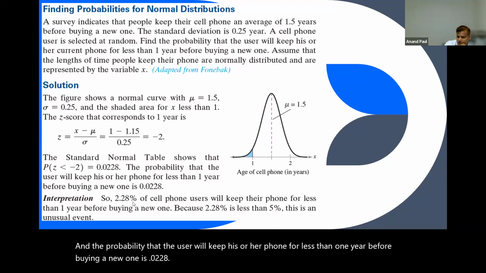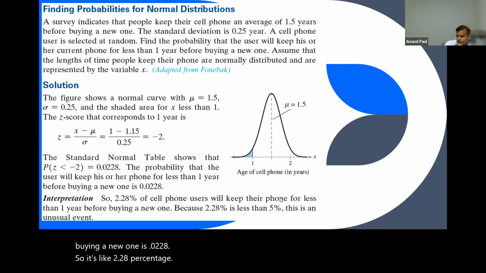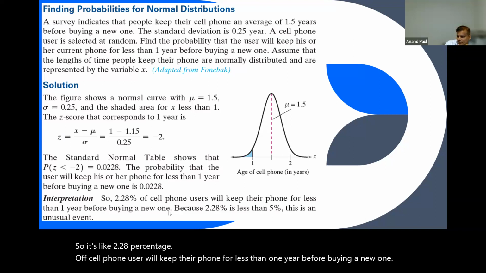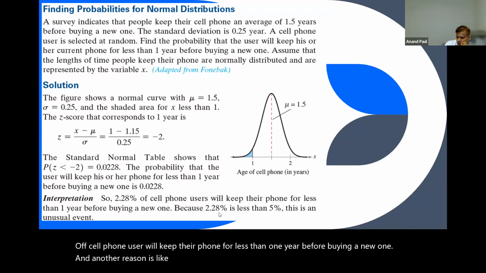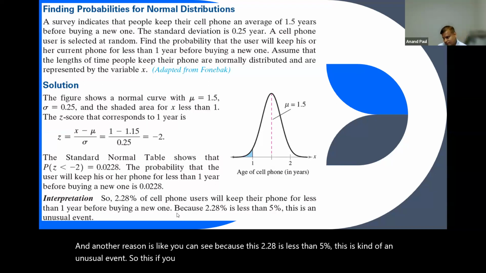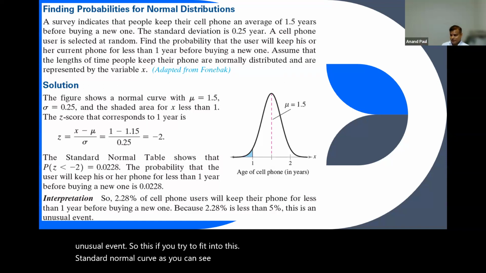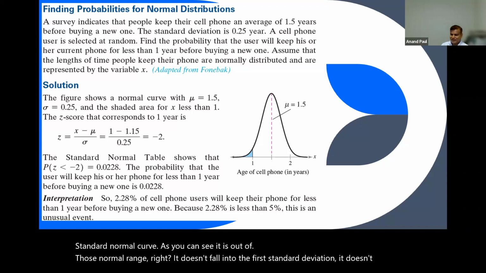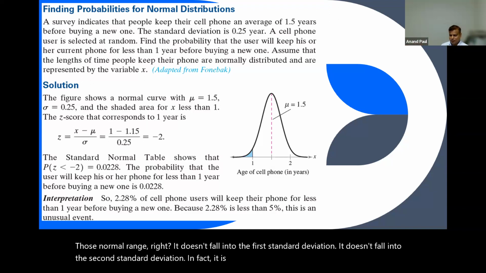So it's like 2.28% of cell phone users will keep their phone for less than 1 year before buying a new one. And another reason is, you can see, because this 2.28% is less than 5%, this is kind of an unusual event. If you try to fit this into the standard normal curve, as you can see, it is out of the normal range, right? It doesn't fall into the first standard deviation. It doesn't fall into the second standard deviation. In fact, it is a very unusual event. It falls beyond the third standard deviation.